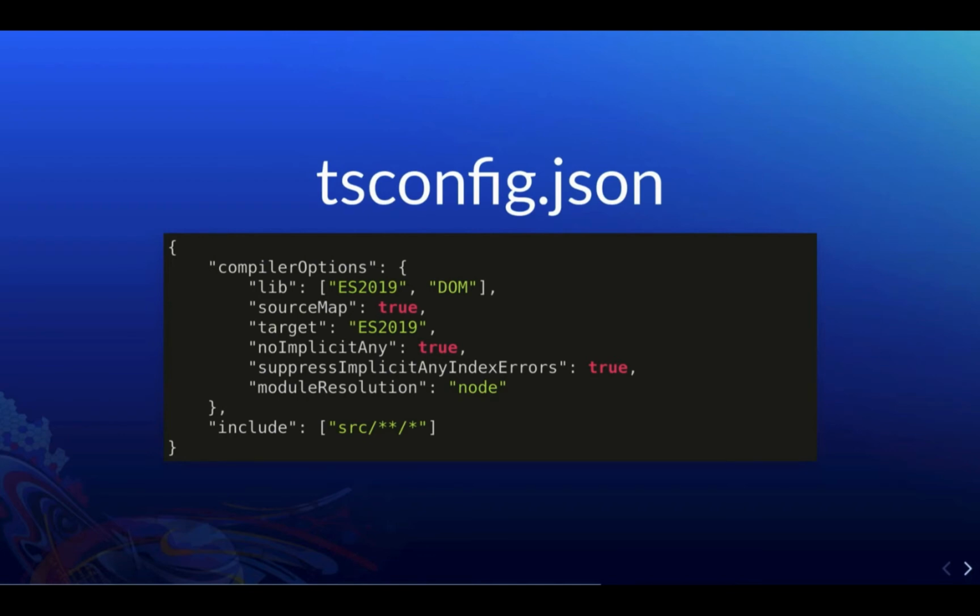No implicit any, and this means basically you don't want TypeScript to be able to infer the type of any in your code. You want to explicitly set any. We're also going to suppress implicit any index errors. This has to do with iterating over objects. Don't need to cover in too much detail. Module resolution will be node so that TypeScript can find the ArcGIS core package that you've installed. We have an include property here. That's just telling TypeScript where to find the TypeScript files for your application.